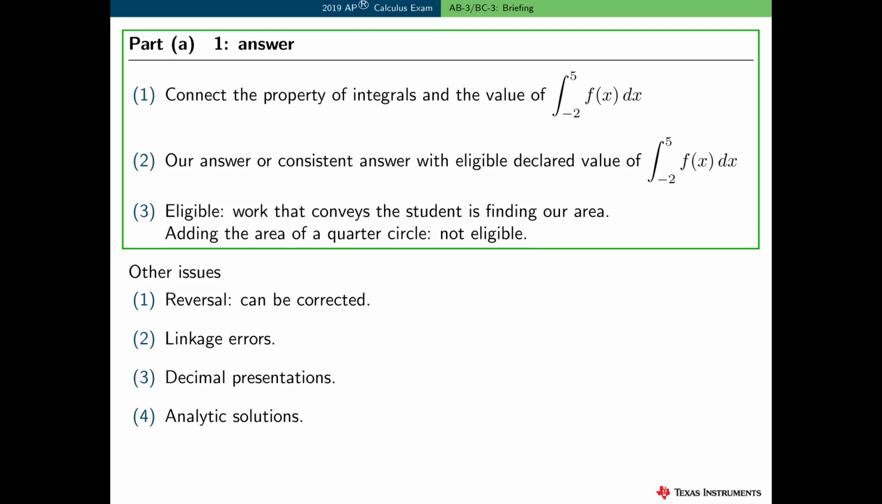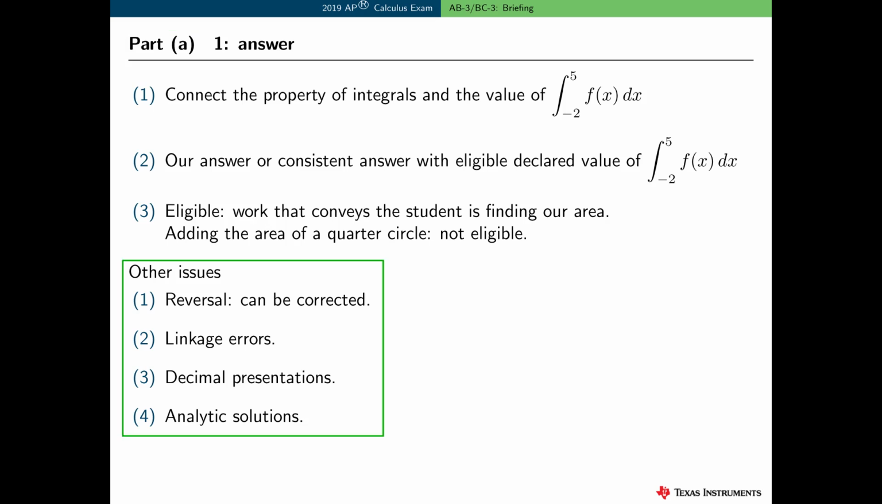And finally, the third point in Part A was for the answer. Now, this requires the student to connect the property of integrals and the value of the definite integral from -2 to 5 of f of x dx. This point is earned for our answer, or an answer that is consistent with an eligible declared value of the definite integral from -2 to 5 of f of x dx. Now again, an eligible declared value must convey that the student is working with area, and they cannot be adding the area of a quarter circle in their declared value.